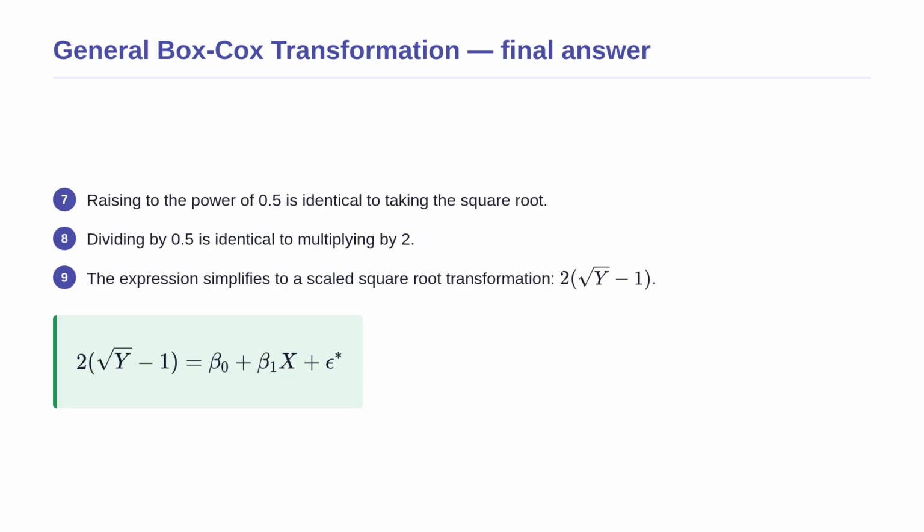Let us simplify that expression. Raising a number to the power of 1/2 is mathematically identical to taking the square root of that number. Furthermore, dividing any value by 1/2 is exactly the same as multiplying that value by 2. This simplified version clearly shows that a Box-Cox transformation with a parameter of 1/2 is fundamentally just a scaled square root transformation. This gives us our final corrected regression model for the chemical reaction.